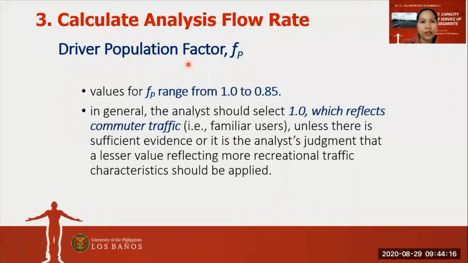The driver population factor, FP, ranges from 1.0 to 0.85. In general, if the problem says that the commuter traffic is mostly familiar users, then 1.0 can be used, unless there is sufficient evidence, or it is the analyst's judgment, that a lesser value reflecting more recreational traffic characteristics should be applied.